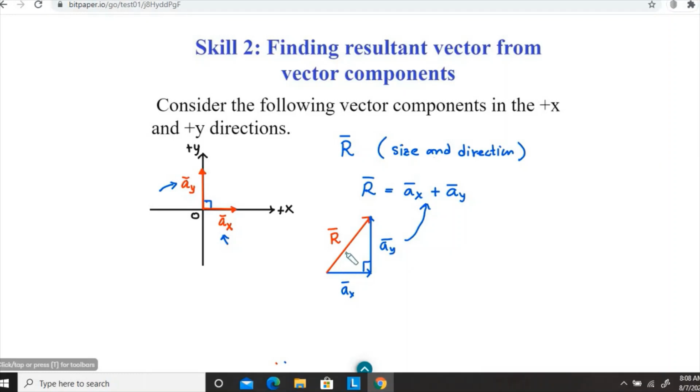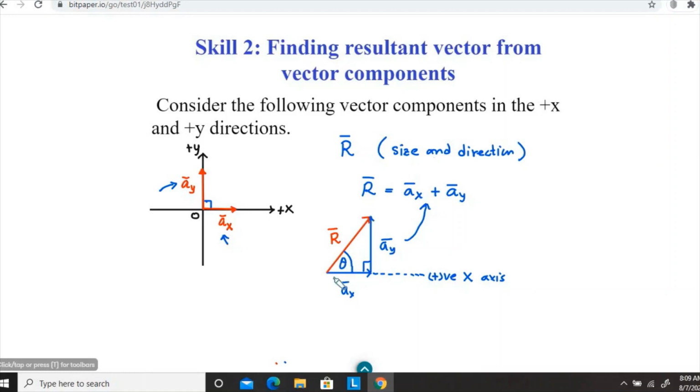So let me define this angle as theta. And that gives you the direction relative to the positive x-axis, because if you extend this line, that gives you the positive x-axis. So suppose that the resultant vector makes an angle theta with the positive x-axis, and then our objective is to find this theta and the length of this r vector.